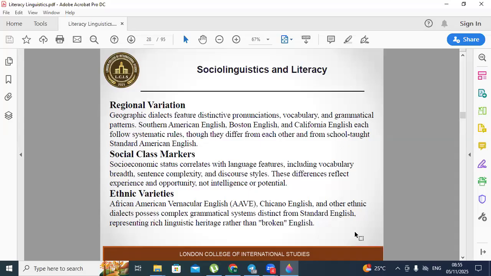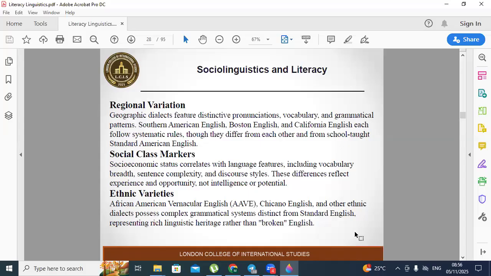Finally, ethnic varieties. African American vernacular English, also called African American English, is perhaps the most studied ethnic variety in American English. It has systematic grammatical features that differ from standard American English. For example, AAVE uses habitual be to indicate ongoing and repeated action. "He be working" means he works regularly, as opposed to "he working," which means he's working right now.